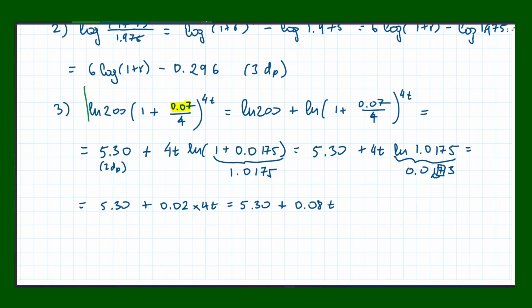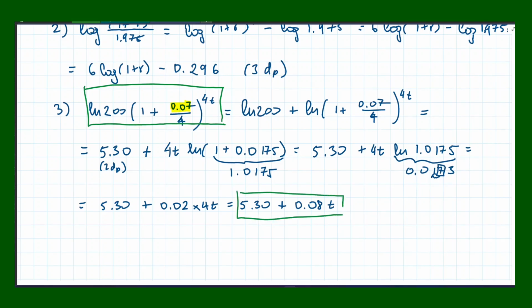Now, let us just stop here for a moment and see what we've actually done. The original expression was this. This is a relatively complicated expression which has got a log in there, and it also has some exponents. But this is equivalent to this very simple linear expression. This is exactly the same as 5.30 plus 0.08 times t, not forgetting that we rounded everything to 2 decimal places.